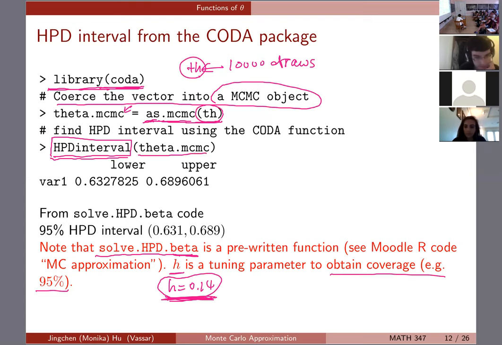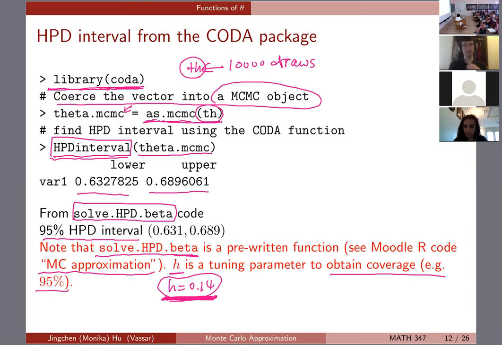So in this case, a 95% HPD interval. And then it's going to give you the lower and upper plotting points for that. But I also just put in a 95% HPD interval from the previous code. So this function is in its own file on the course site. I posted it over there. And then per Tony's question from last time, that's what H is for.